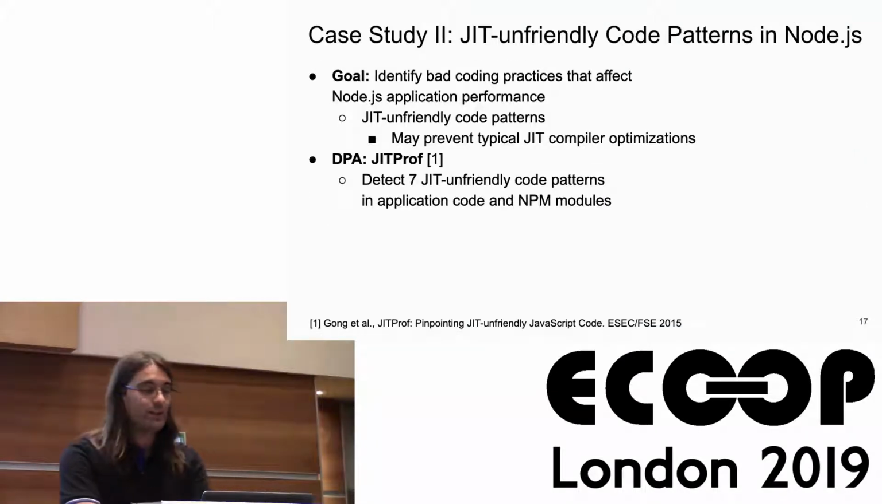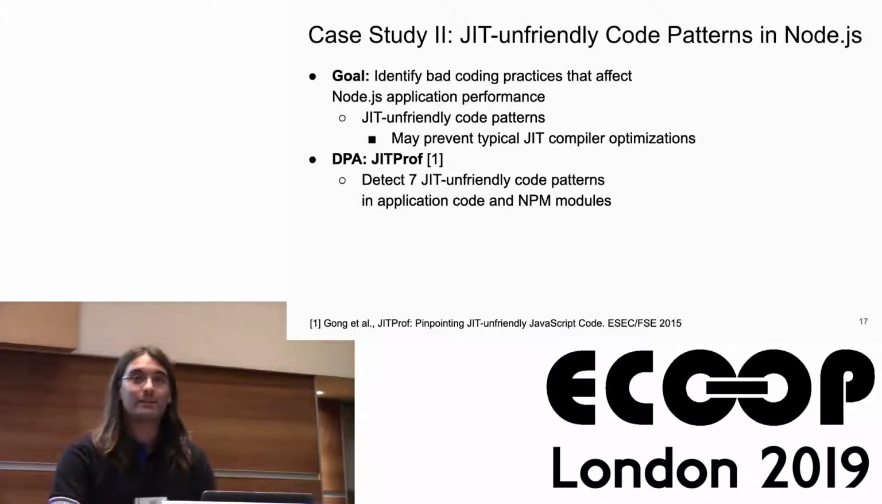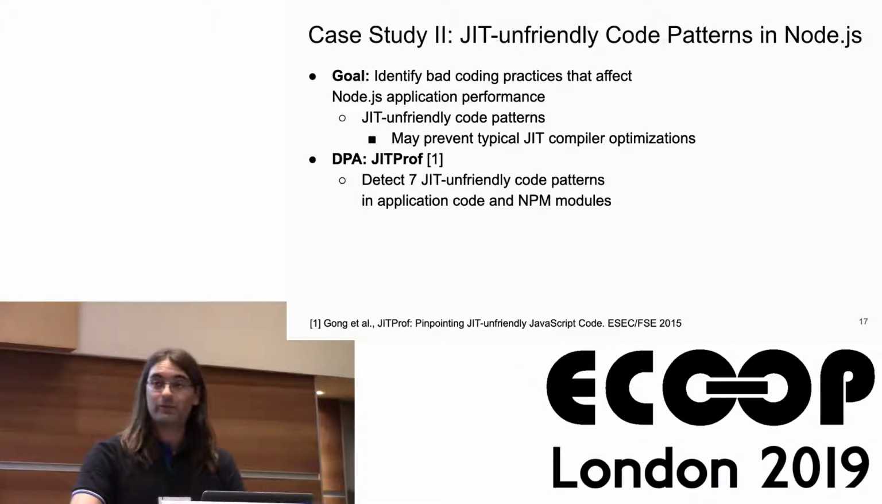In the second use case, we aim at identifying bad coding practices that affect the application of Node.js performance. And in particular, we focus on the so-called JIT-unfriendly code patterns, which may prevent typical compiler optimizations. For conducting this use case, we used an existing DPA, which is called JIT-prof.